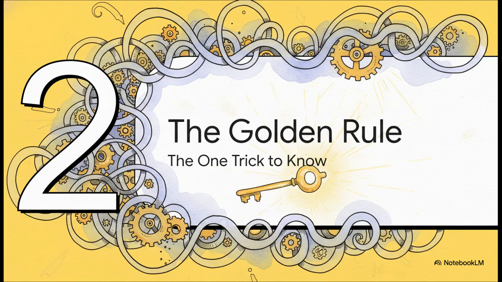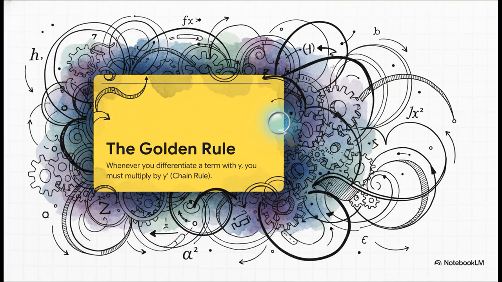The entire technique of implicit differentiation, and I mean the whole thing, really just boils down to one single, absolutely crucial trick. Let's call it the golden rule. If you can master this one concept, you've mastered the whole process. So here it is. When you go through an equation, term by term, and differentiate with respect to x, anytime you hit a y term, you have to multiply your result by y prime. That's it. That's the entire trick. And trust me, forgetting this little multiplication step is the number one mistake people make.